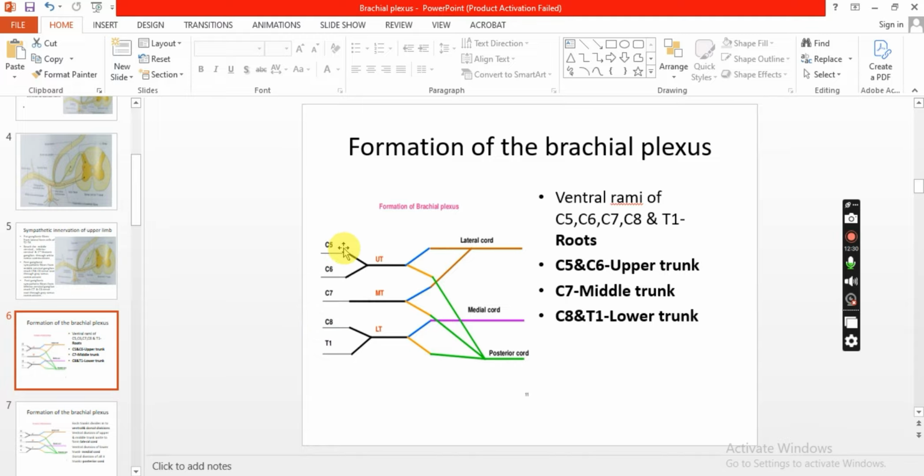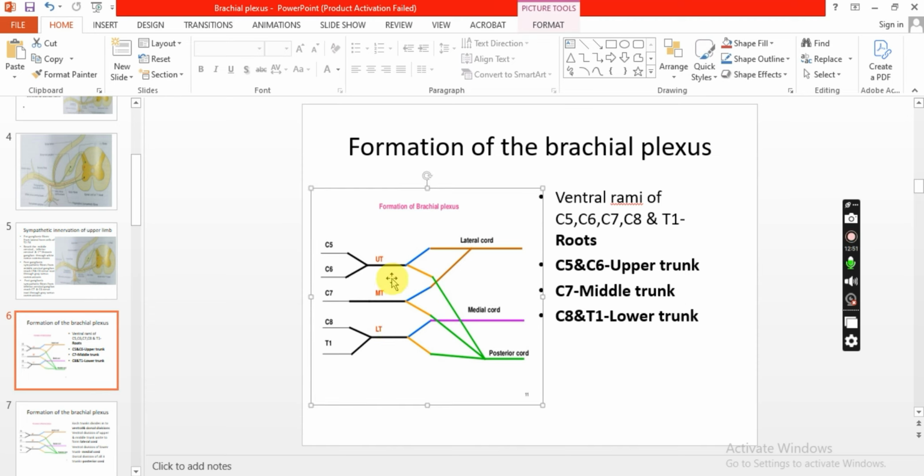Now the C5 and C6 roots unite with each other to form the upper trunk. C7 is a bit of an aloof person, simply continuing as the middle trunk. The C8 and T1 roots unite with each other to form the lower trunk. So when you are doing a dissection of the brachial plexus, you won't be seeing the roots or the trunks. Both roots and trunks are located in the side of your neck, in the area called the posterior triangle.